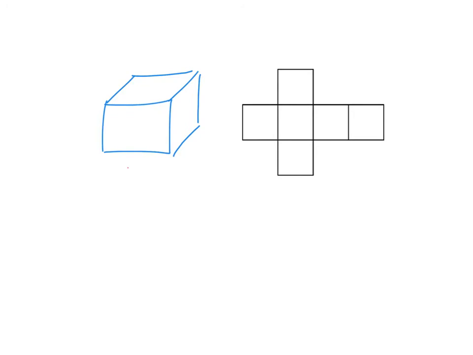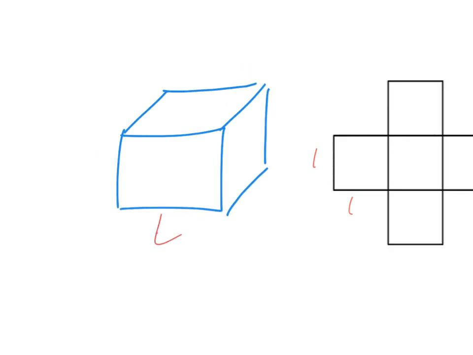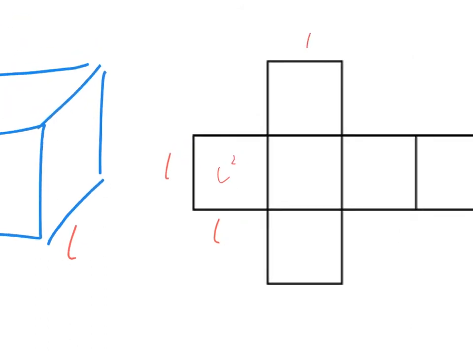So if we wanted to find the area of each one of those, it would be the same length by itself. So just like our length, width and height were all the same, all the dimensions on this surface area net are going to be the same. So L times L here will give us L squared. And then for each of the other squares, they're also going to have the surface area of L squared.